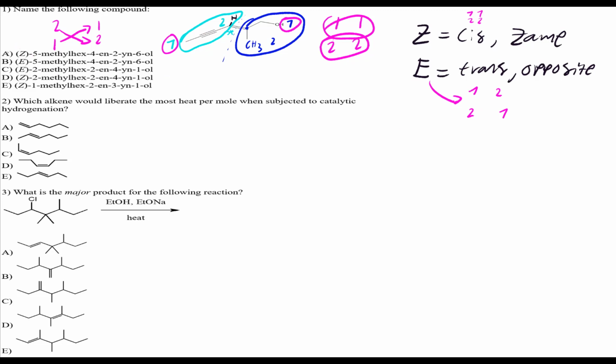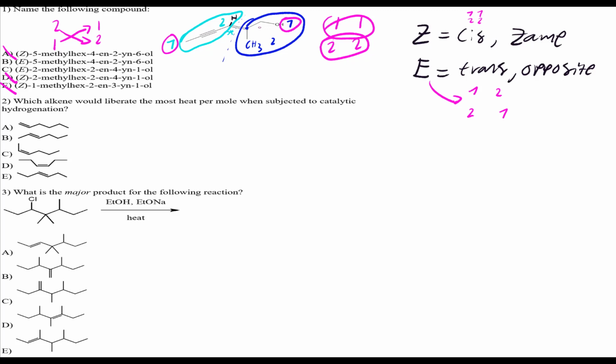So automatically we can get rid of A because that's Z, and D and E because those are Z's. Okay, those are Zusammen, which is cis. If you want to be fancy, you could say Entgegen for E, right, with a German accent. If you don't say it with a German accent, it's incorrect. That's what I believe. So it has to be either B or C. Okay, so now that we got that sorted out, we're going to start naming this.